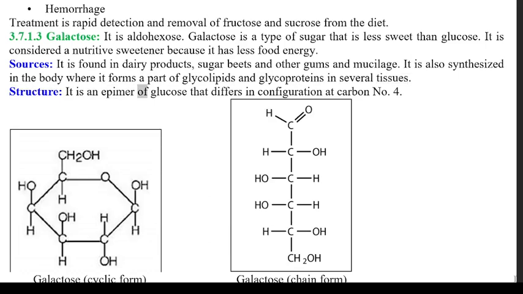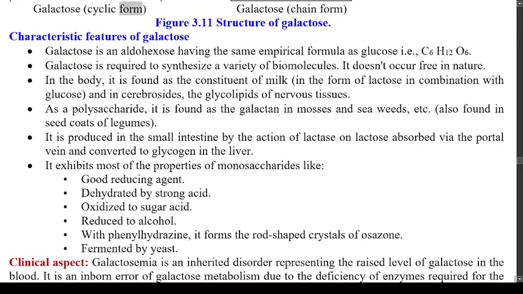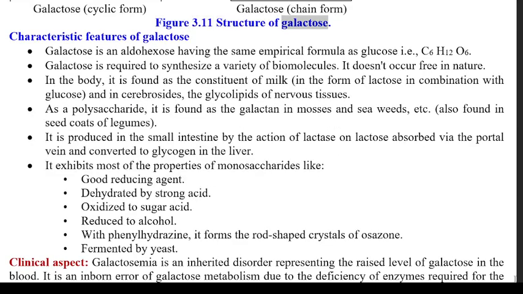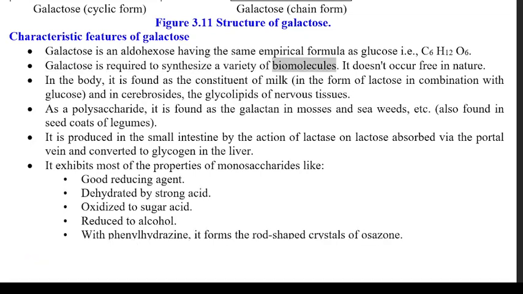Structure. It is an epimer of glucose that differs in configuration at carbon number 4. Galactose, cyclic form, galactose, chain form. Figure 3.11 Structure of galactose. Characteristic features of galactose. Galactose is an aldohexose having the same empirical formula as glucose, i.e., C6H12O6. Galactose is required to synthesize a variety of biomolecules.